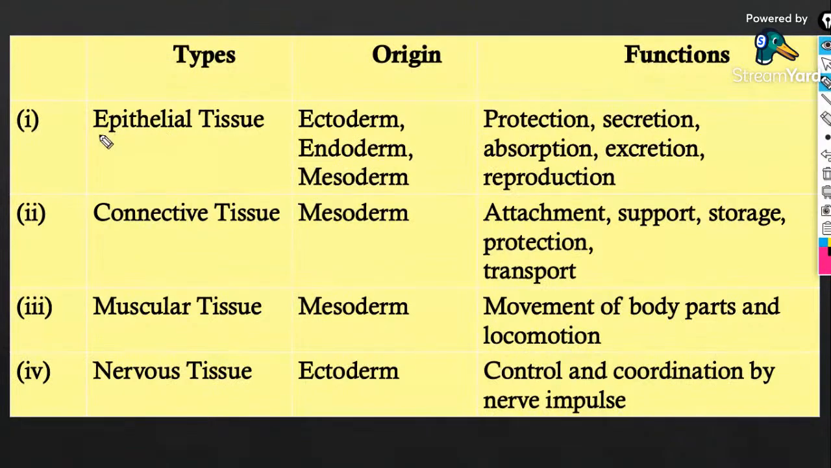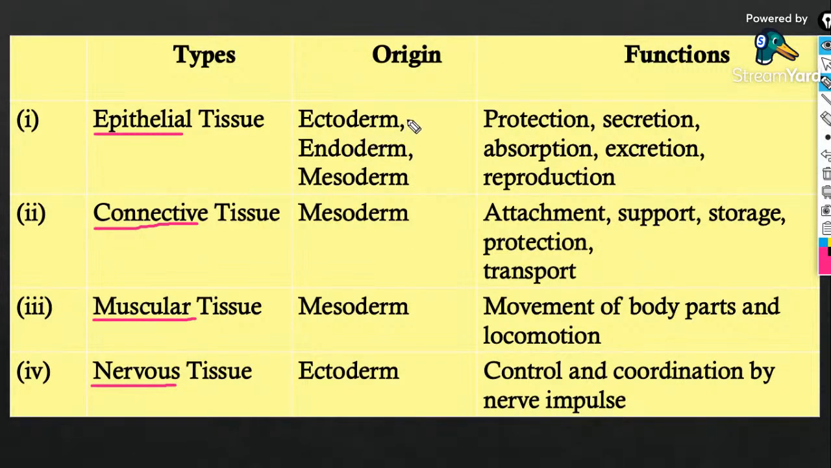So what are the four different types of tissue? Epithelial tissue, connective tissue, muscular tissue, and the nervous tissue. At the end of the session, you will be having the mentee quiz, so stay tuned till the end.